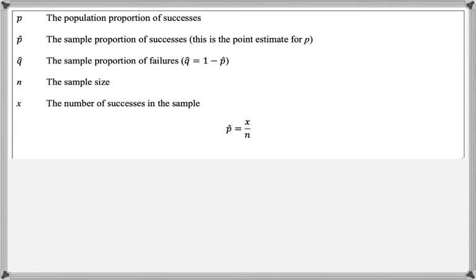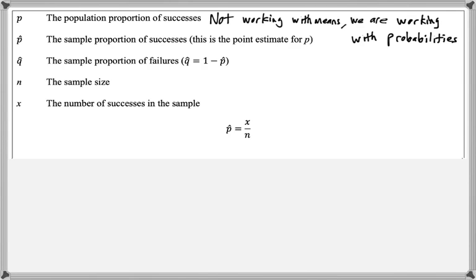In this section, we are constructing confidence intervals for population proportions. So we are not working with means, we are working with probabilities. So P is the population proportion of successes. P hat is the sample proportion of successes, and this is the point estimate for P.